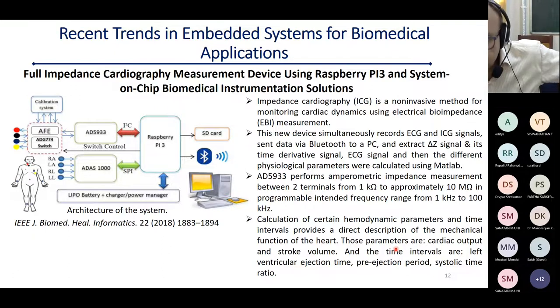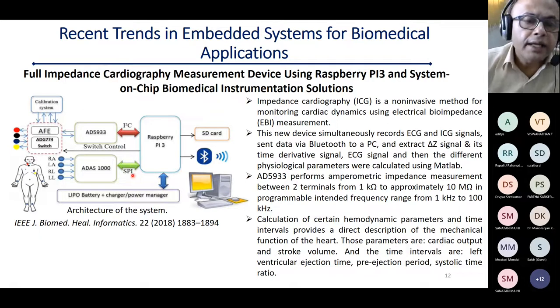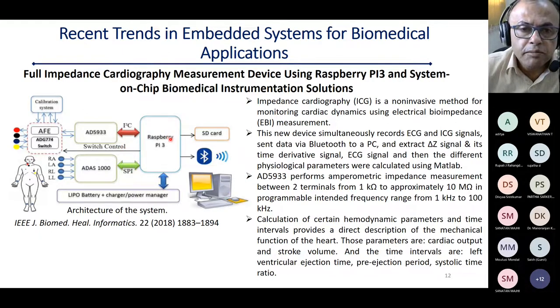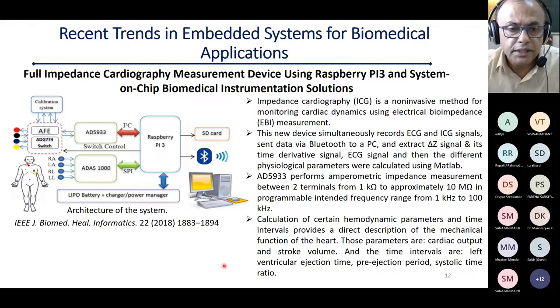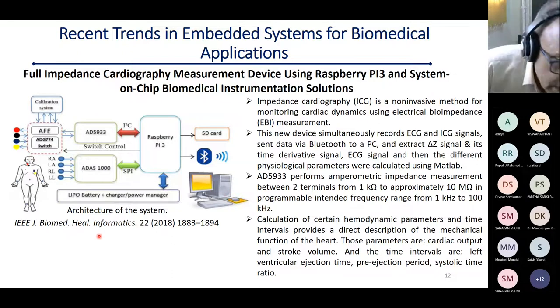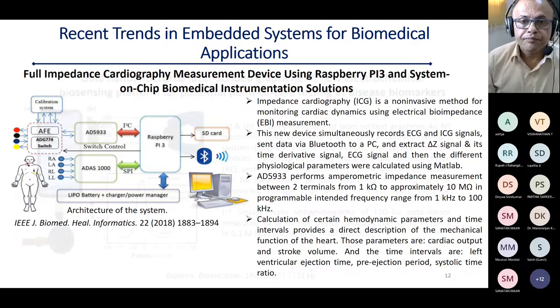simultaneously from the body using these two dedicated chips, and then the whole data will be transferred to the embedded system. There itself we can load the programming to calculate this, or the data can be transmitted to the desktop via Bluetooth or by some other means. This is the whole idea. And this, I am saying again, is an example I am taking from this journal paper.